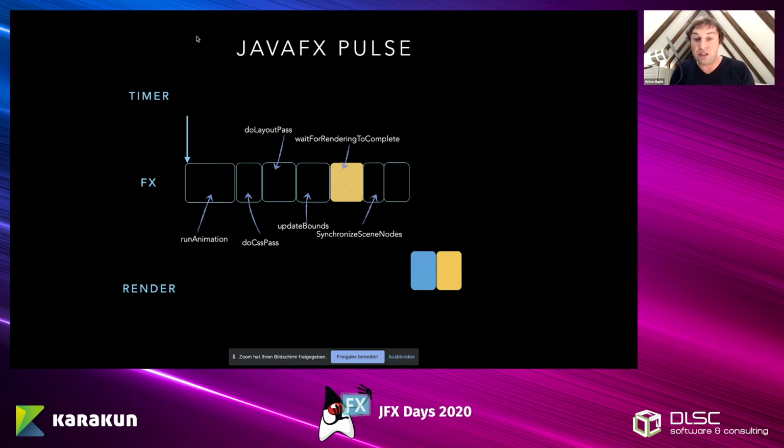And synchronize scene nodes does exactly that. It takes the nodes that are in our scene graph, looks at the properties, and looks at what needs to be put into the peers, into the native peers in the rendering pipeline. Because the rendering pipeline, which is based on OpenGL or Direct3D, or it's the software pipeline, has basically a copy of the scene graph with native objects, and we copy our state there, and then we start the rendering. And since we cannot do that while the rendering is still running, because we would mess up everything, we have to wait for the rendering to complete.